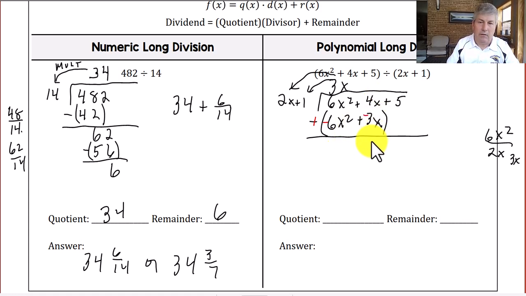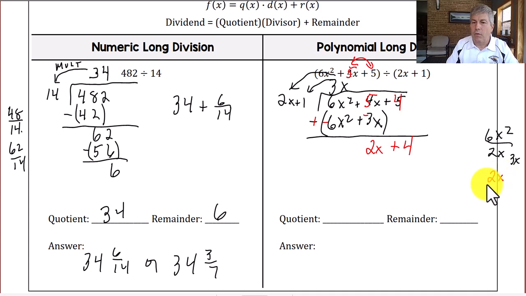I thought I copied this wrong, but I did not. I see what she did here. She switched these, so we're going to make that 5x plus 4. So 5x minus 3x leaves us with 2x. That's going to make our numbers nice and easy. And then we have a 4 to carry down. And then we're going to start the process all over again.